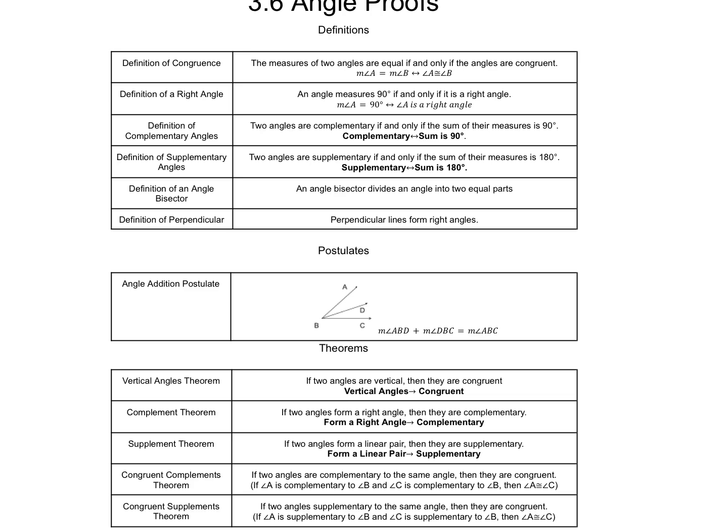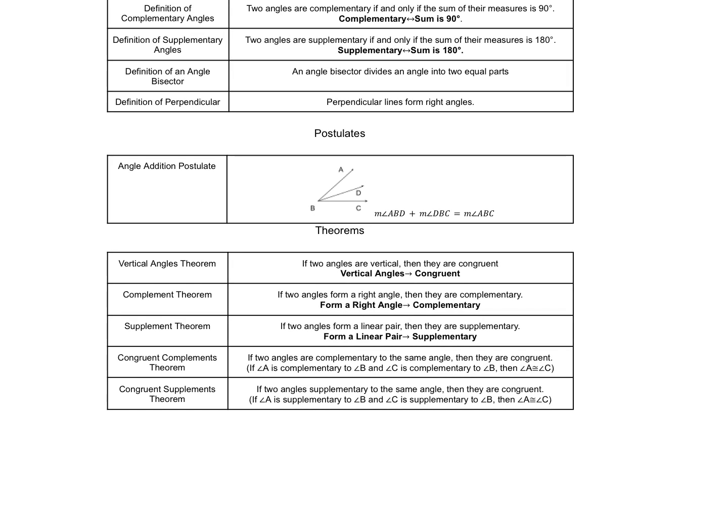Next up, sorry, I'm trying to scroll here. Next up, we have the vertical angles theorem. If two angles are vertical, then they are congruent. Vertical angles always are congruent. That is always true. The complement theorem is if two angles form a right angle, they are complementary. So if I can prove that two angles form a right angle, I can assume they are complementary. The supplement theorem says if two angles form a linear pair, then they are supplementary. So if two angles add together to equal a linear pair or a straight line, they are supplementary.